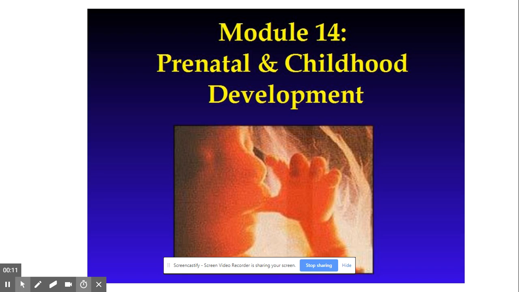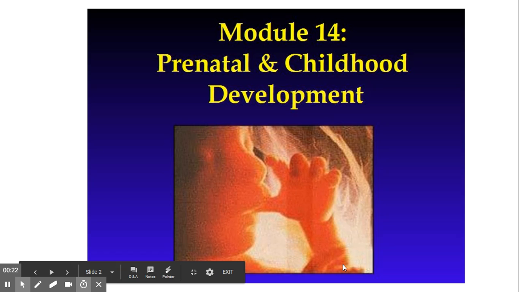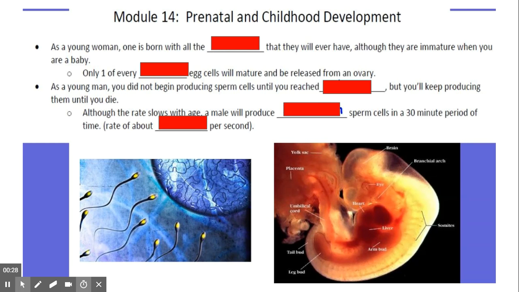So let's begin. We're going to talk a little bit about the prenatal stage of development in this little segment of notes here. As we go along, you may find some things that sound very similar to what you might hear in a biology class. So we're going to start with talking about how it all begins.